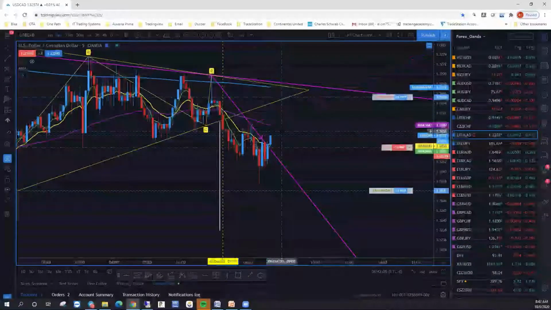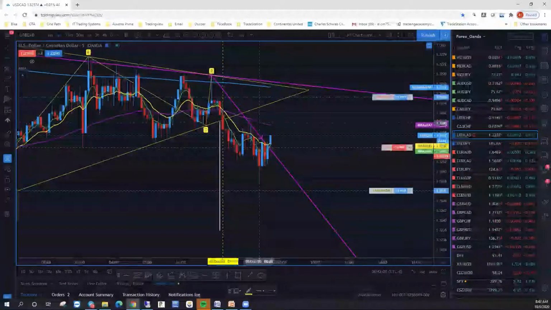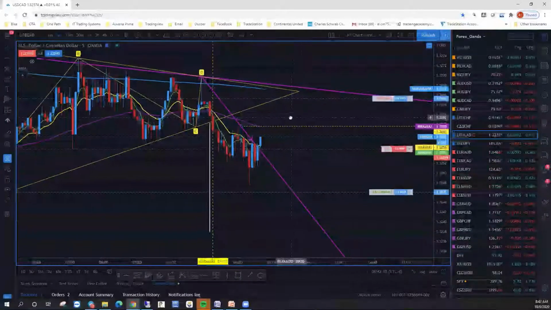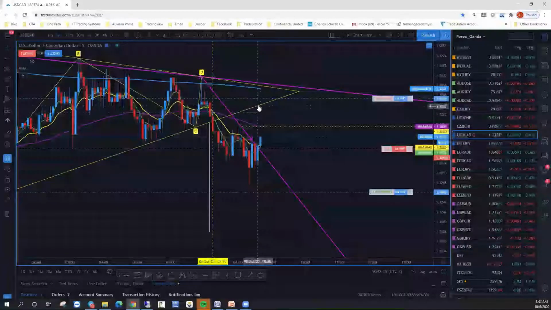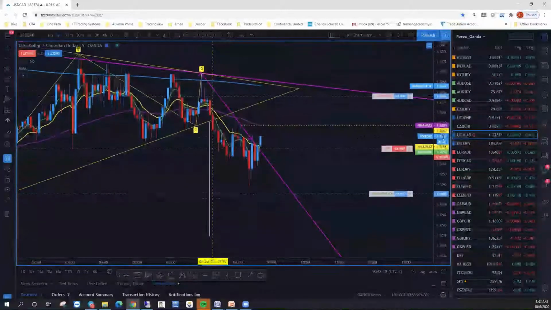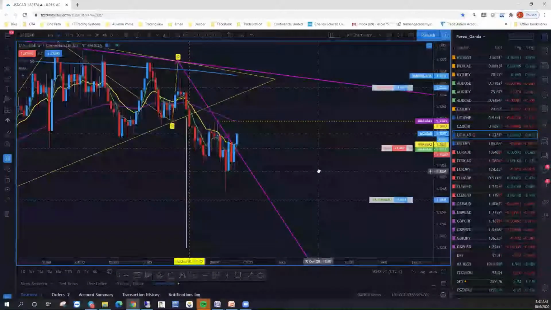So we'll see what happens here. I don't want to see it close above here. I don't want to see that, because if it does, it's going to come up and retest the wedge and maybe break to the other side. That would be a warning sign.